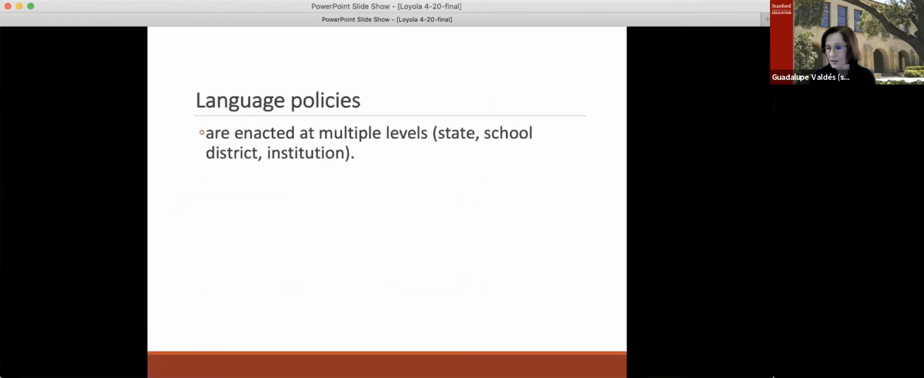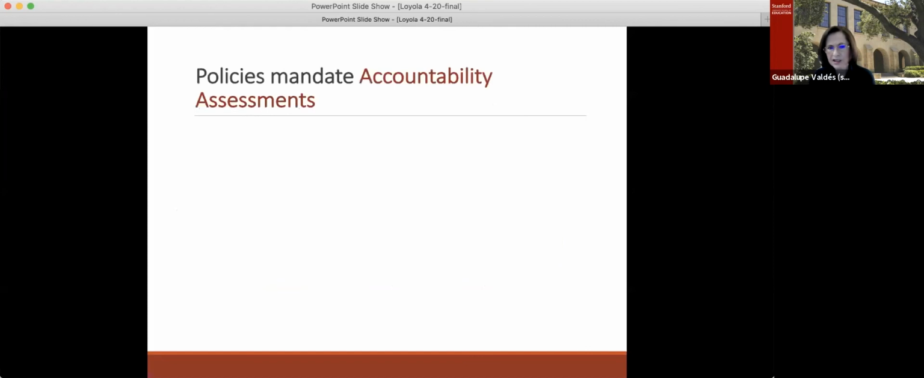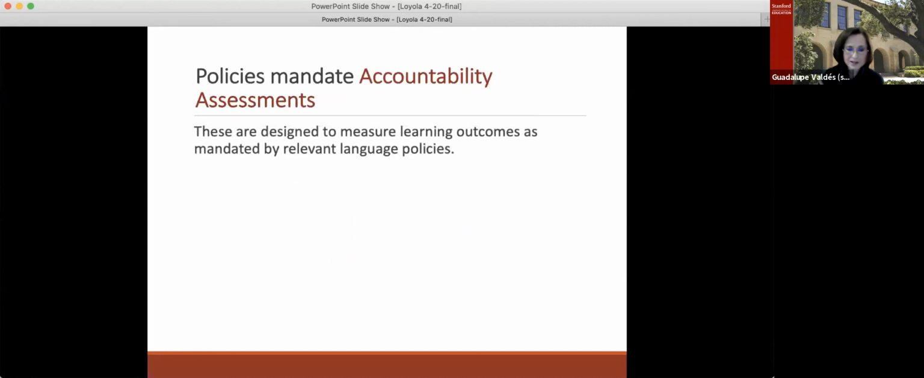Language policies are enacted at multiple levels: the state, the school district, the institution that we're in, and they establish expected competencies and proficiencies, and we implement various types of standards, whether they're content standards or English language proficiency standards. And so language policies are really important for us because they also mandate accountability assessments. And if you think about accountability assessments, they're designed to measure learning outcomes as mandated by relevant language policies.